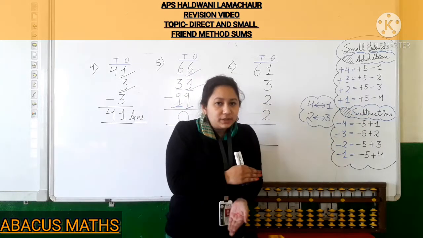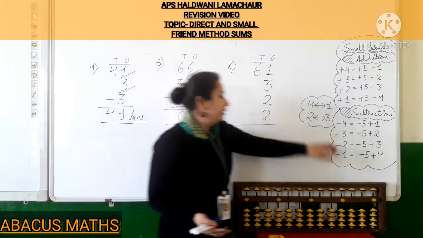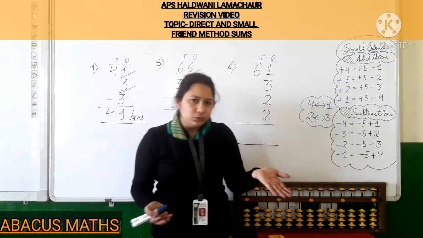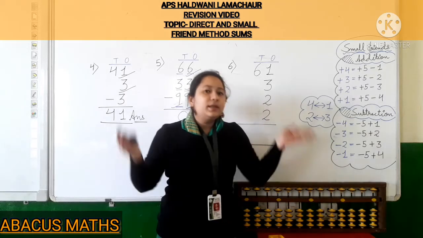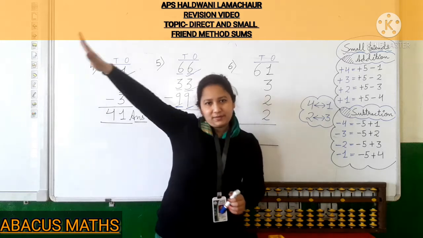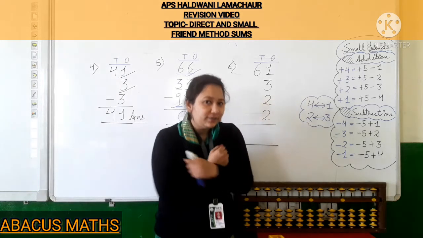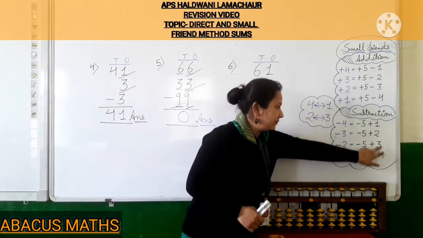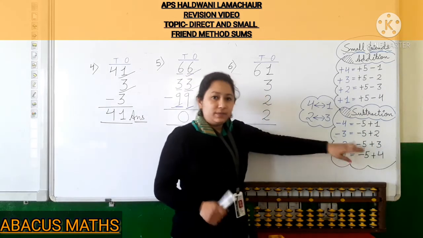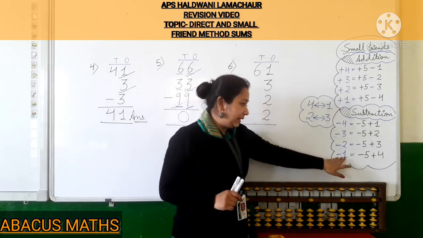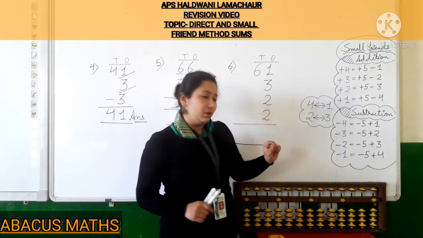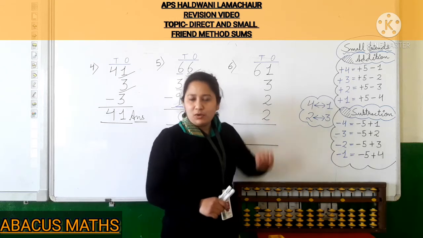Now in subtraction, if you have to subtract 1, 2, 3, 4, either 1 or 2 or 3 or 4, then the first number which you will subtract is 5. Means subtract 5 and add the friend. See, friends. See kids, one at a time we have taken small friends one by one, and we have done a number of sums also related to these small friends.